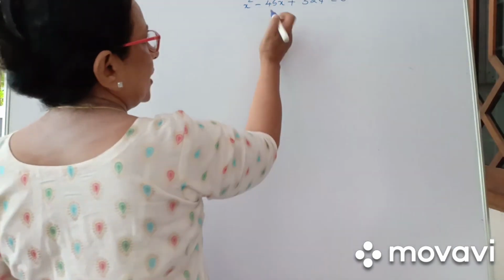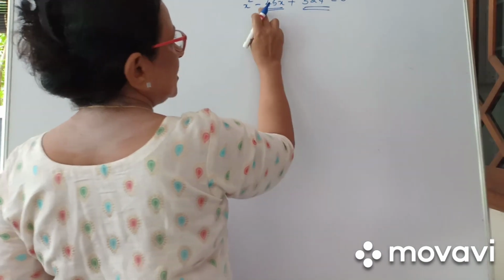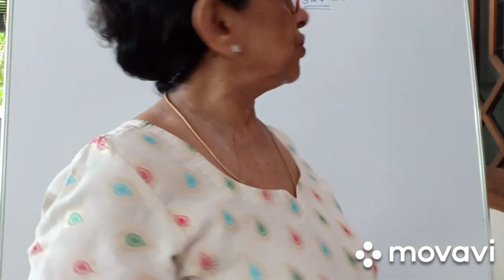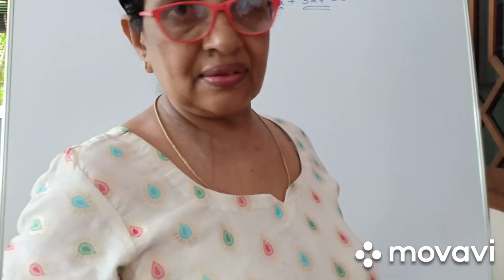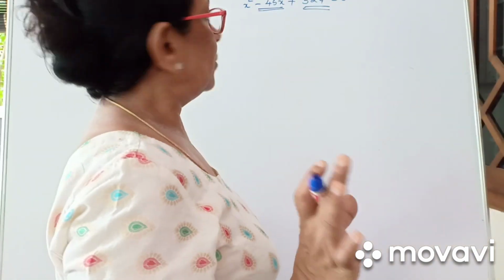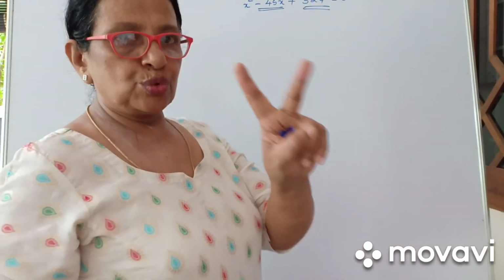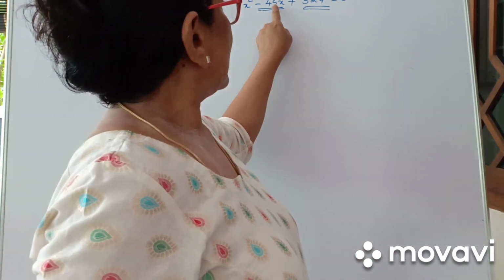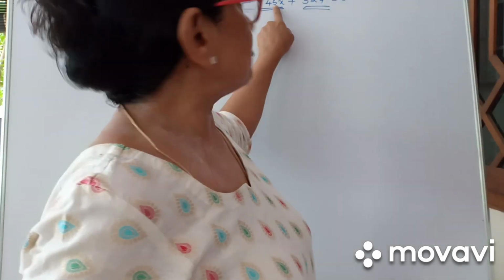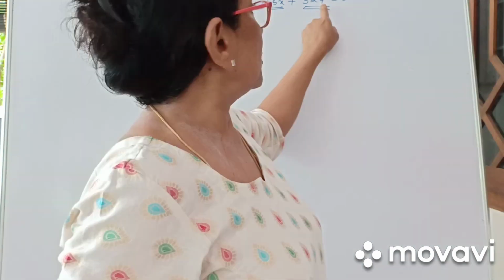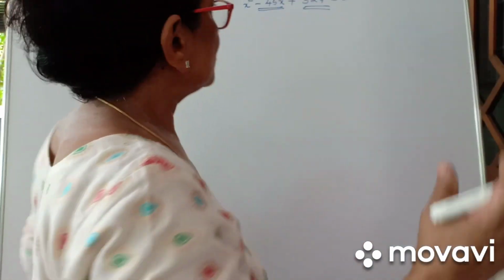or splitting the middle term. Splitting the middle term means you have to write negative 45x as two terms in which the sum of the two terms will be negative 45x. Clear? Understood what I said? So now the trick is, look, find two numbers whose sum in the units place will be 5, and when you multiply those two numbers, in the units place you will get 4. So it's so easy.